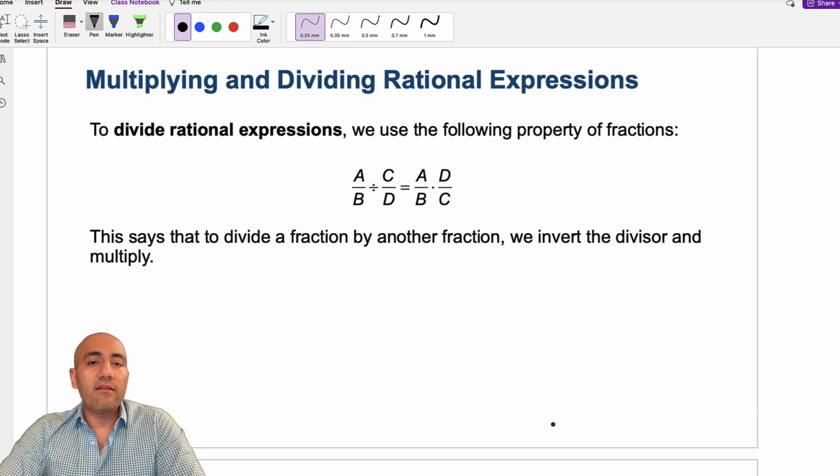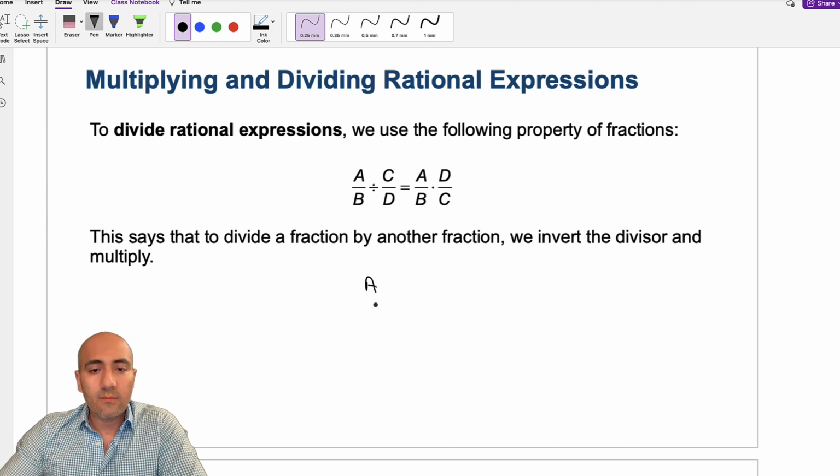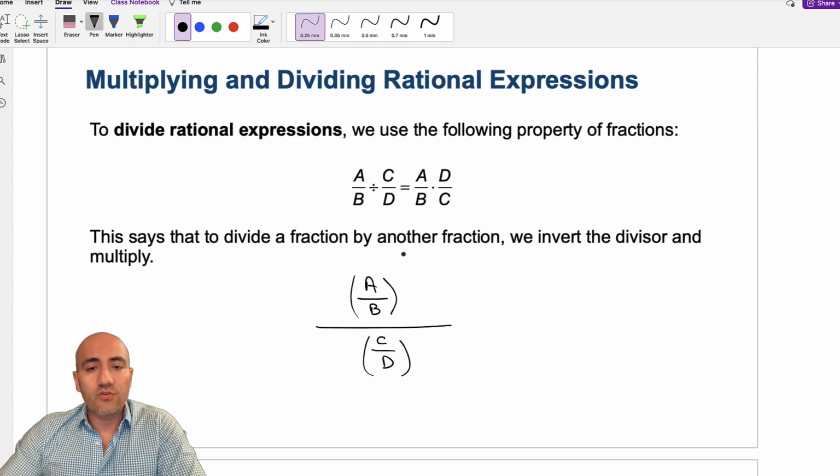Okay, multiplying and dividing rational expressions. So now we're going to work with cases that fit this form. A over B divided by another fraction, right? So we have one fraction here divided by, we're going back to this division notational symbol, another fraction. So this is the same thing as having A divided by B divided by C divided by D, right? So we have one fraction divided by another fraction. We're just using this notational symbol there to represent that.